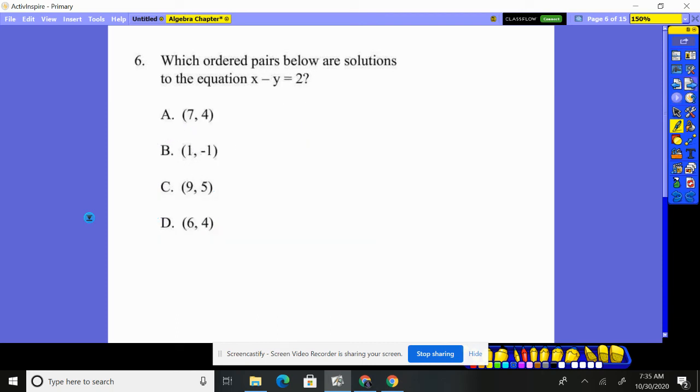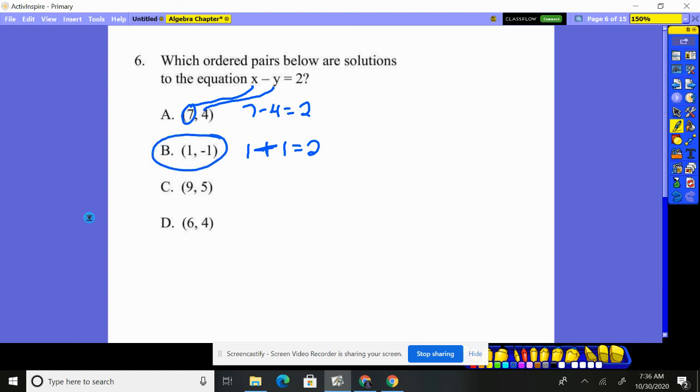And the final here, number 6, solutions. We're going to plug in 7, 4. Does 7 minus 4 equal 2? Because x is 7, so I plugged it right there. Y is 4, so I plugged it right there. No. All right, does 1 minus negative 1 equal 2? Well, minus and negative changes to plus.